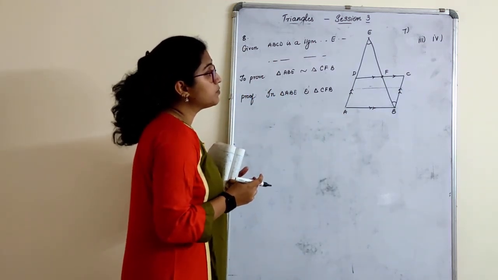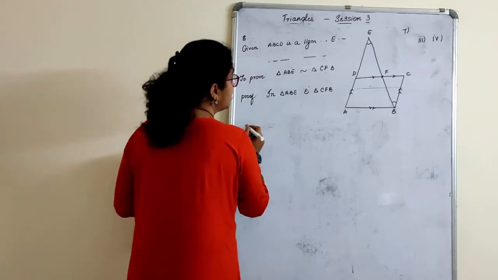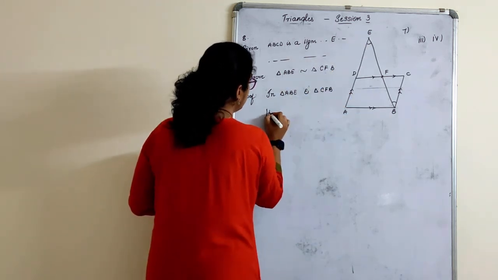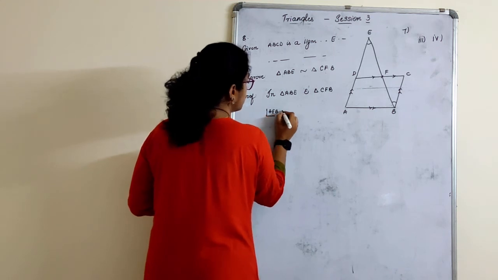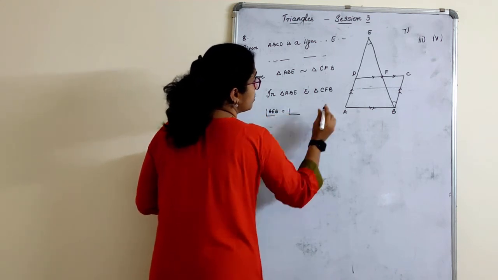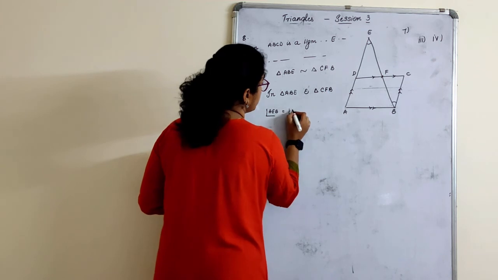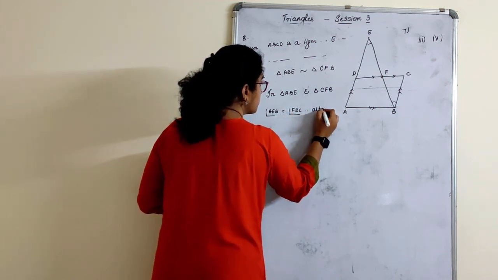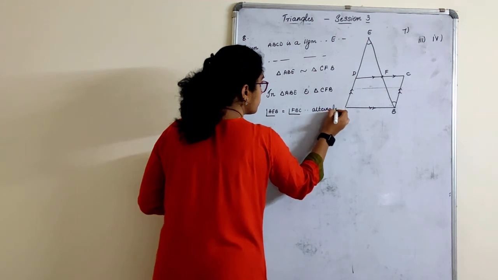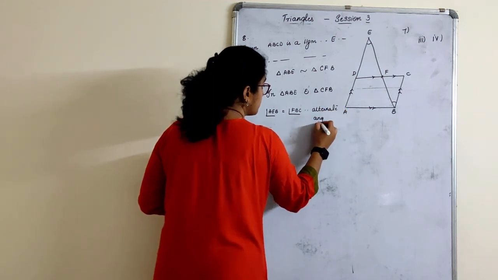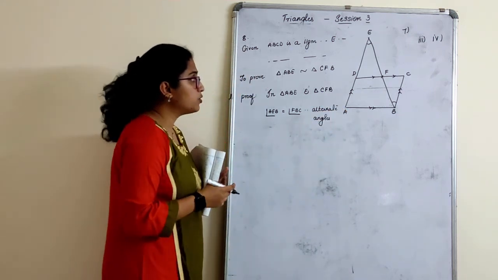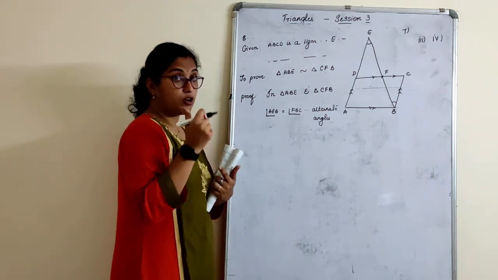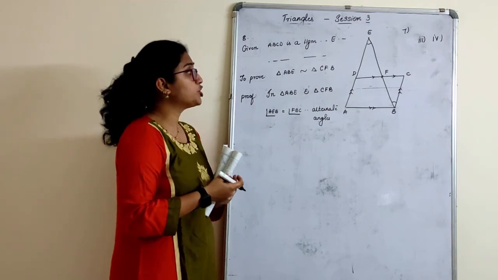Any other angles that you can find? First we'll write that angle here. Angle AEB is equal to angle FBC. Alternate angles. One angle is already over. Now, no more alternate angles I can find. No common angle. No proportional side also.